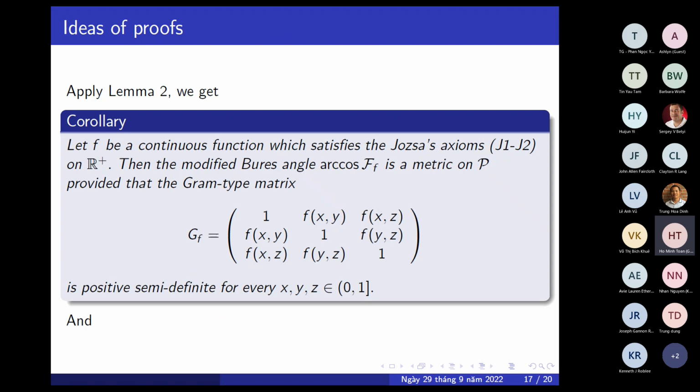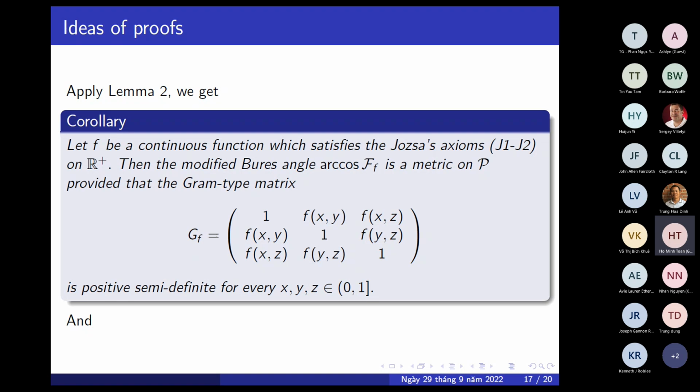As the corollary, in order to prove that theorem, that result that I presented, we first apply Lemma 2. We obtain that corollary here. If the diagonal matrix induced by the small f, function f, is positive semi-definite for every number x, y, z between 0 and 1, then the modified Bures angle of f is a metric.